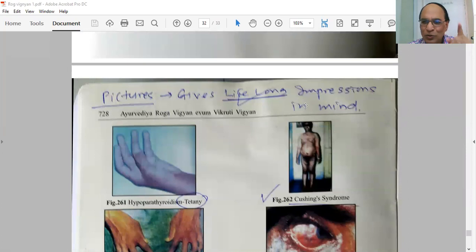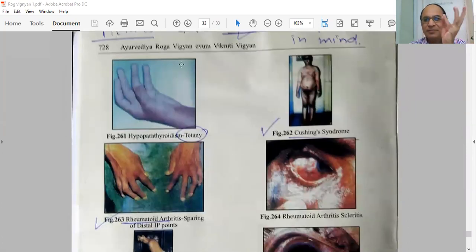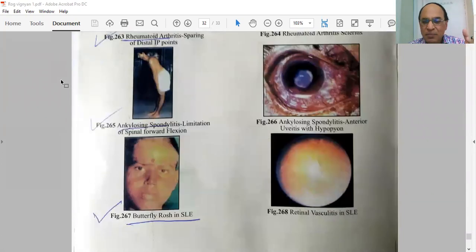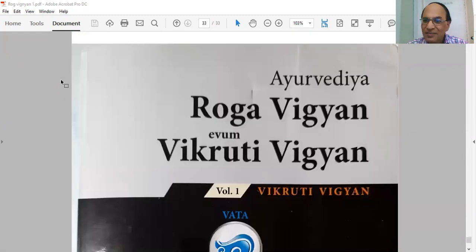That's why I salute the publisher and author Dr. Vivekanand and Chaukhamba Vishwabharati. Nobody will forget this sign. Then Cushing's syndrome. Can you see rheumatoid arthritis? Swan neck type of deformity. Then here ankylosing spondylitis, and here butterfly rash in SLE. So my dear friends, I think I have convinced you that Ayurvediya, of course, it includes the modern part as well. So it is a combined book.